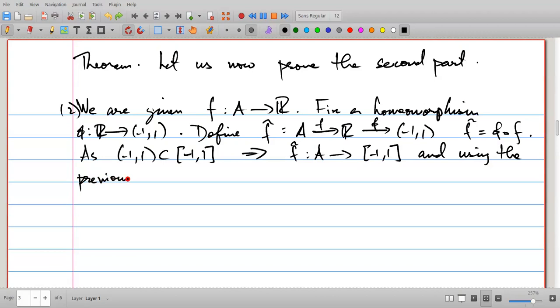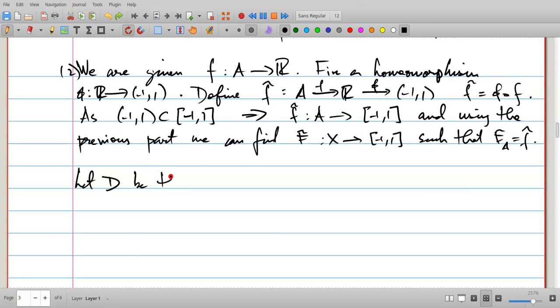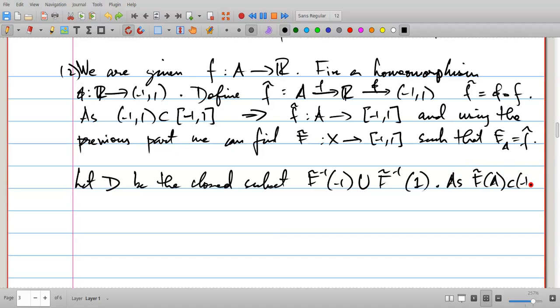we can find capital F tilde from X to minus 1, 1, such that it extends f tilde. So let D be the closed subset, the union of the inverse images of minus 1 and 1. So this is a closed subset. And as f tilde of A is contained in minus 1, 1, this implies that A intersected D is empty.